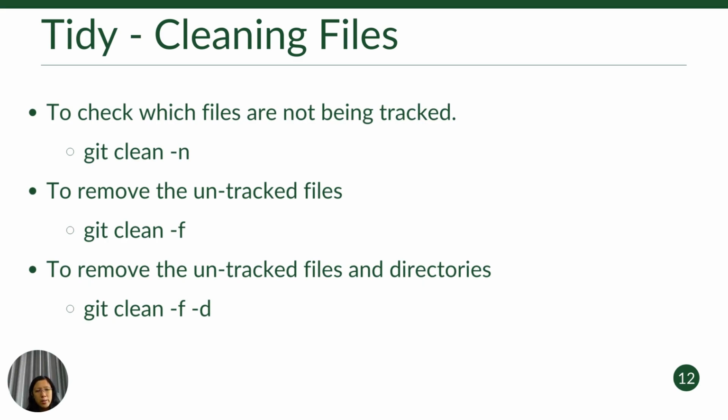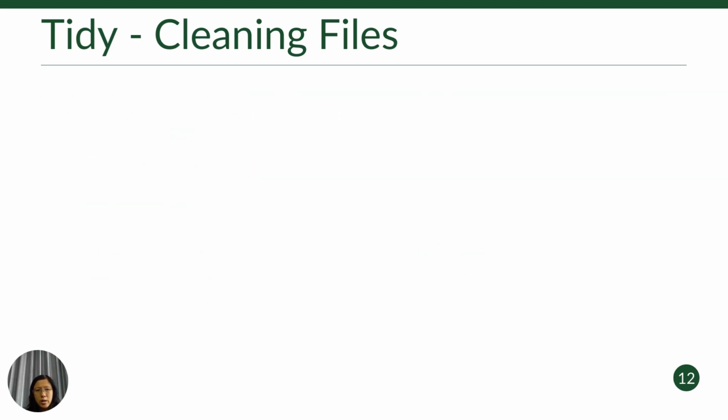Sometimes when you're working on a project, some of the files we didn't make any changes to. This is called untracked. We don't do anything with them. If files are not being tracked, we can check which files are not being tracked using the git clean -n command. Be careful, you cannot use only clean. You have to put the flag. For those untracked files we want to remove, you can use -f. For all the directories and files you want to remove, you can use -f and -d flags.